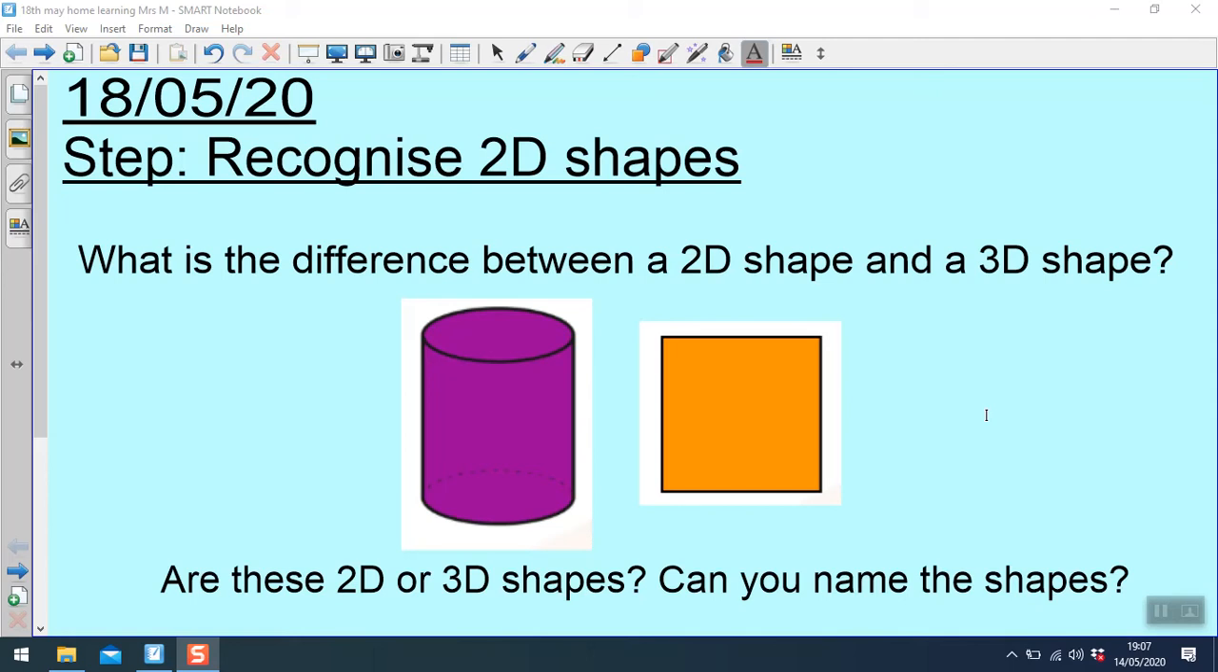What I would first like you to think about is what is the difference between a 2D shape and a 3D shape. Pause the video while you discuss this. And next, are these shapes on the screen 2D or 3D? And can you name the shapes? Pause the video while you decide.